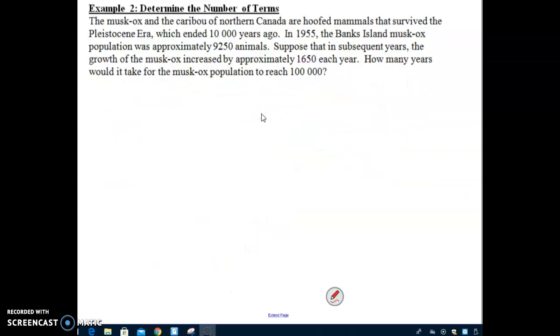Let's try another example. Here we have example 2. It's talking about the muskox and caribou of northern Canada. And it says in 1955, the population of the muskox was 9,250. Suppose that the growth was 1,650 each year. How many years would it take for the population to reach 100,000?